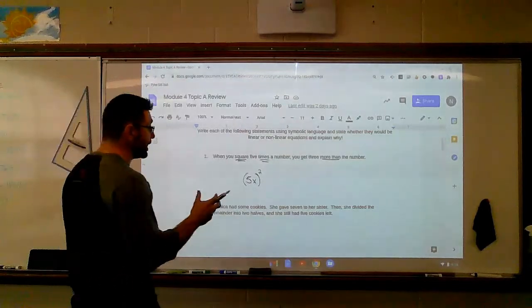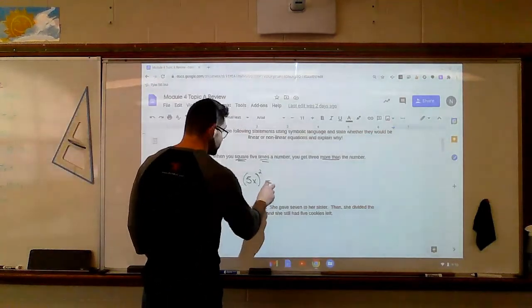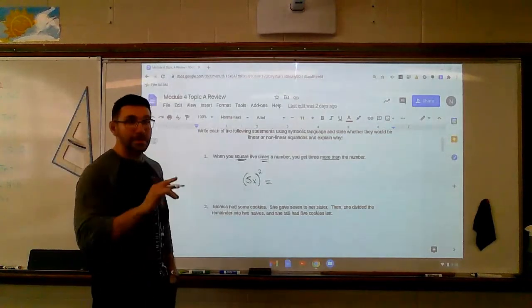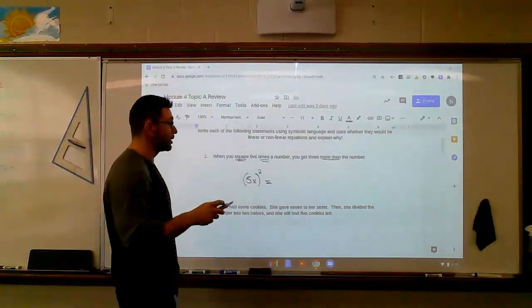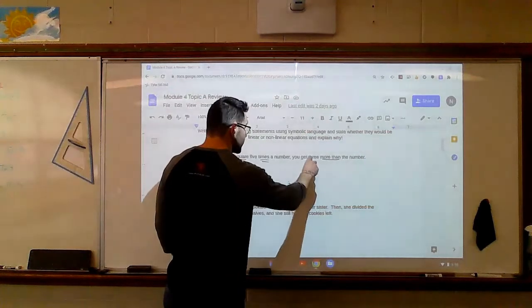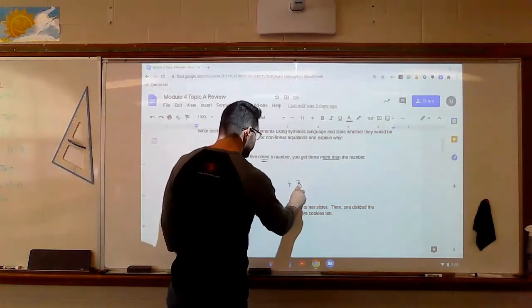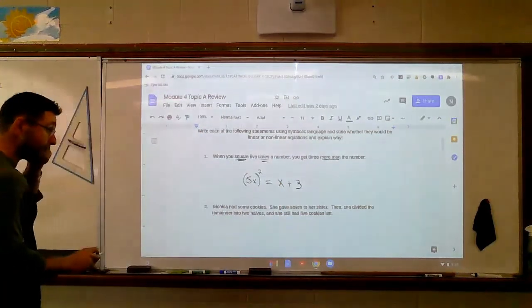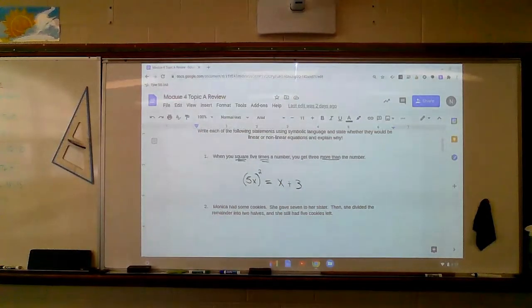Then it says you get, which means it equals 3 more than a number. Correct math says more than is a switch, but also addition. So instead of saying 3 plus, it's really plus 3 more than the number. The number is x. So right now we have 5x squared equals x plus 3.